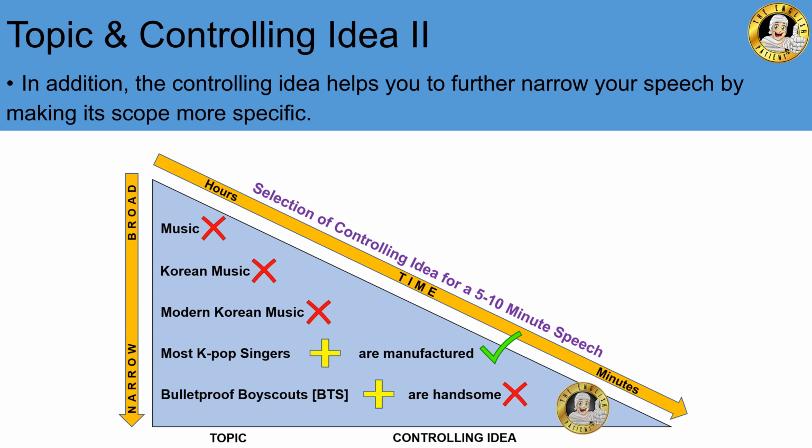Now, in addition, the controlling idea helps you to further narrow your speech by making its scope more specific. So we're going to illustrate all of this through an example. Let's imagine that your instructor, your teacher or professor, tells you to create a speech about your major. And let's say that your major is music. Well, you could just choose music as your topic.